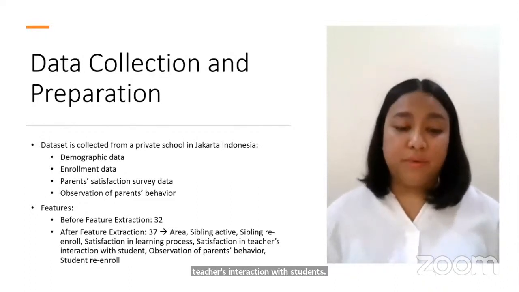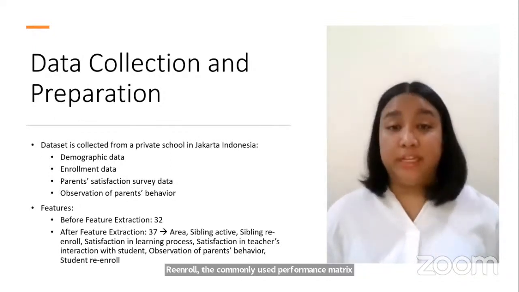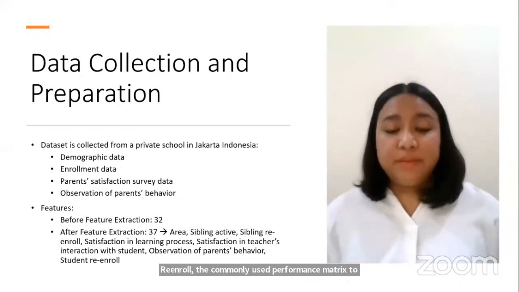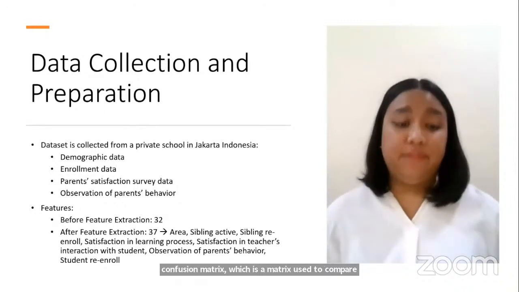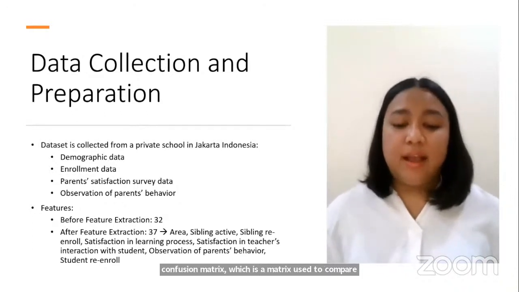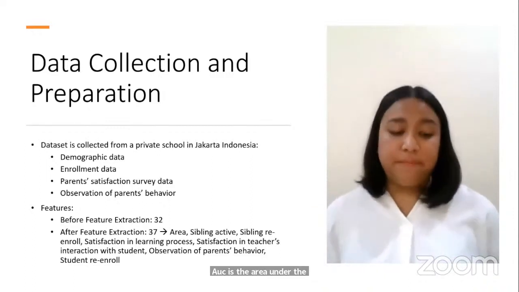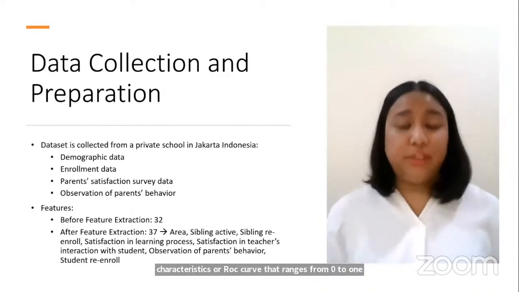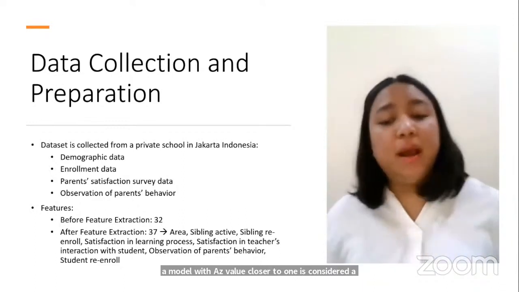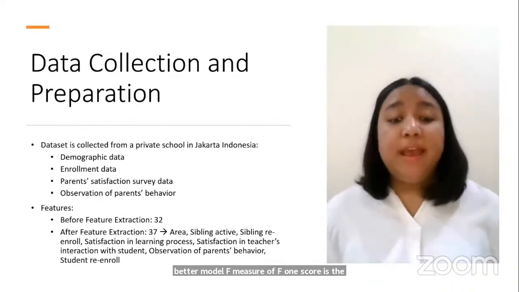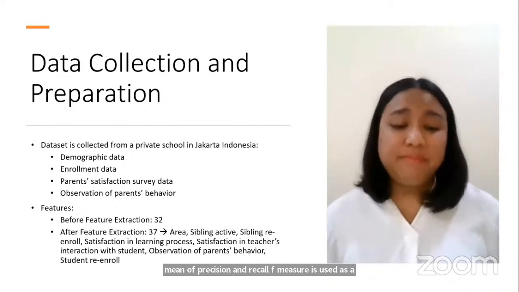The commonly used performance metrics to evaluate student retention and churn predictions are the confusion matrix, which is a matrix used to compare prediction results with the actual class depending on a positive and negative value. AUC is the area under the receiver operating characteristic, or ROC, curve that ranges from 0 to 1. A model with an AUC value closer to 1 is considered a better model. F measure, or F1 score, is the harmonic mean of precision and recall. F measure is used as a single metric for evaluating classifier performance.